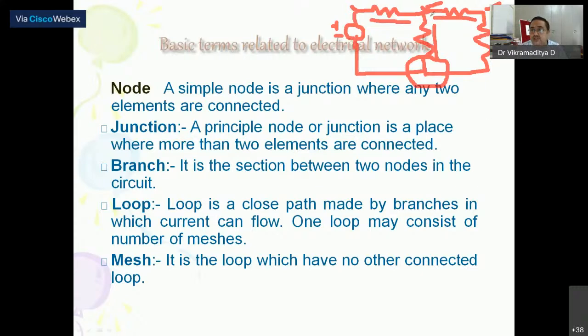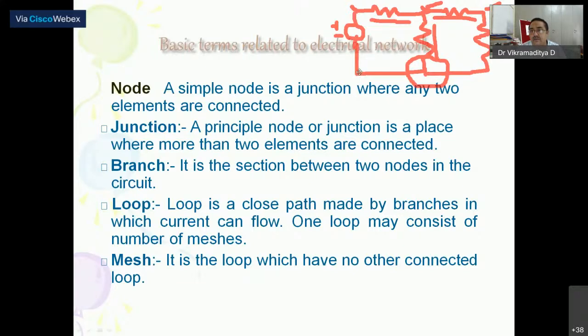Now this is one branch, this is second branch, this is a third branch, because more than two elements are being connected in a series form. Then comes the loop. Okay, so now look toward the same circuit. Find out the closed path. Let us start from there.